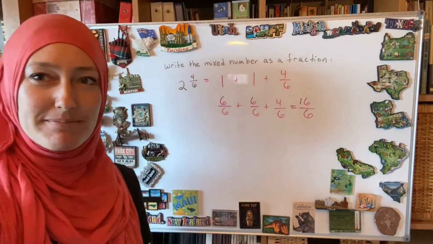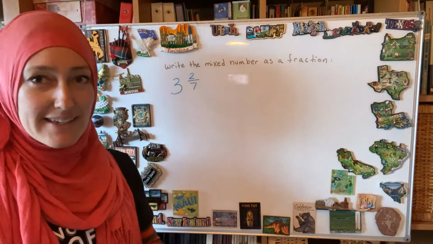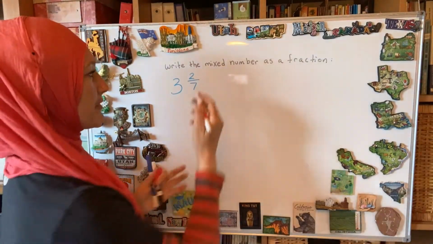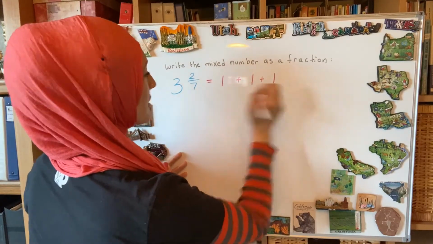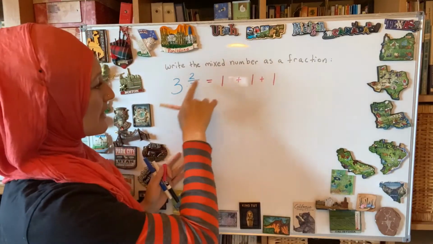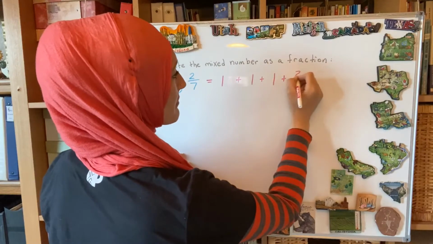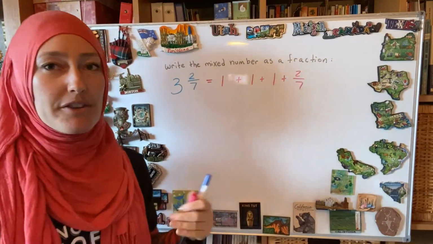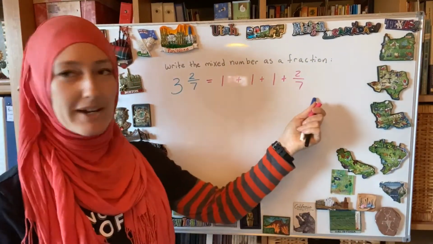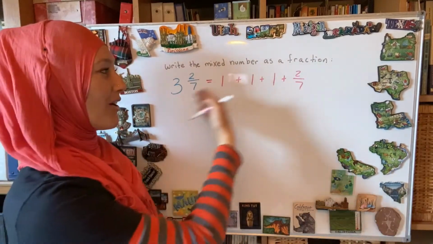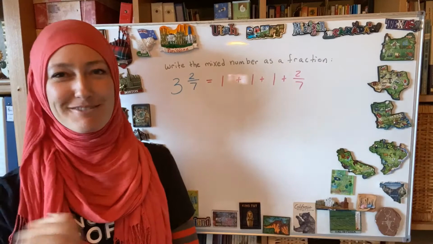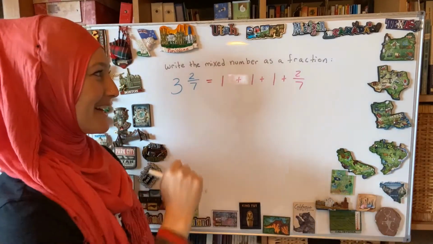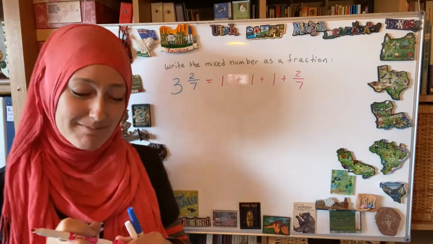Let's try another one. So this is like saying that we have 1 plus 1 plus 1. There's my 3, and then my 2/7. So for the beginning part of this, you have to list out all of these steps. And then pretty soon you will do this in your head.